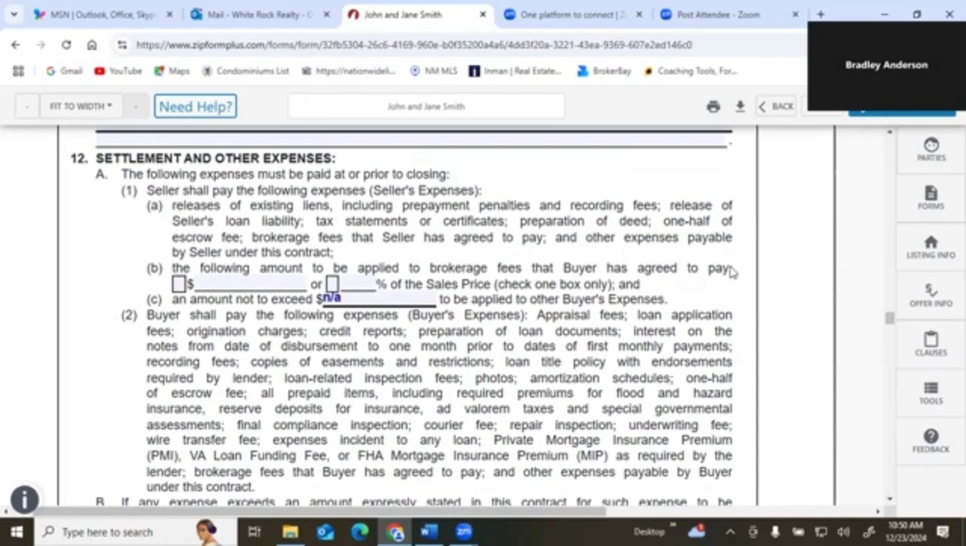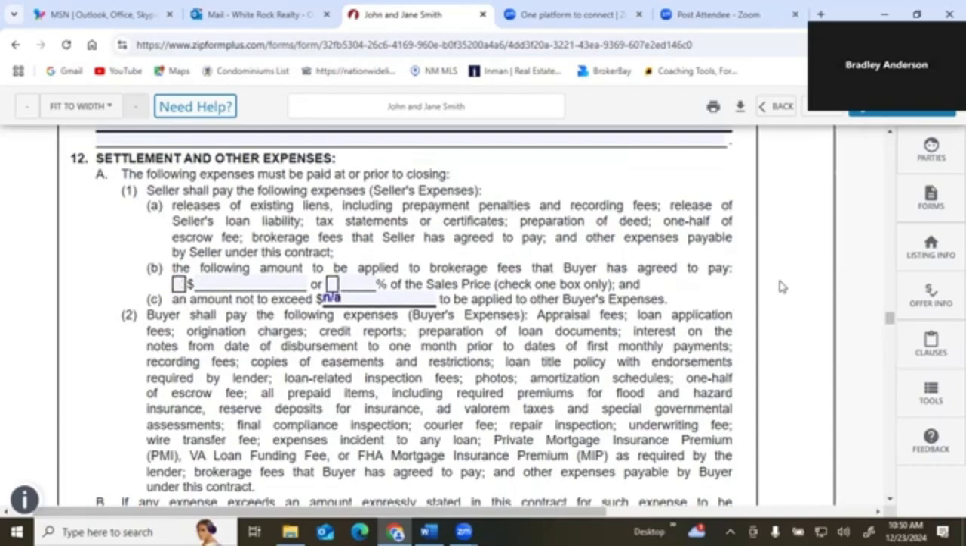Because remember, the buyer's rep is an agreement between the buyer and the buyer's agent, and the buyer agrees in writing to pay their agent. That's what this language means. And so if the seller has agreed to do that directly versus just the other agent splitting their commission, well, you could put that here. And that's either going to be a dollar amount or a percent of the sales price.